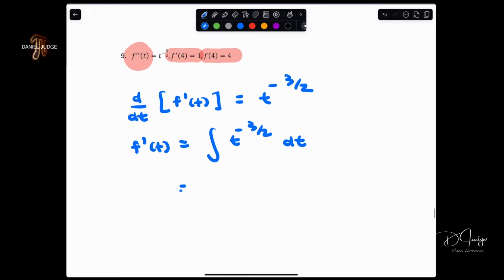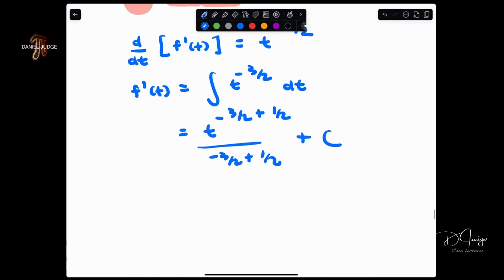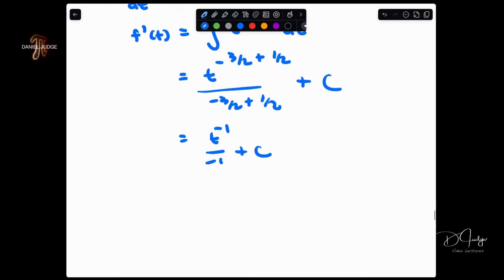So we're going to integrate t to the minus 3/2 plus 1/2 over negative 3/2 plus 1/2 plus c. Negative 3 plus 1, that's negative 2. That's negative 1 over negative 1 plus c. So this will be negative 1 over t plus c. And that's the first derivative.